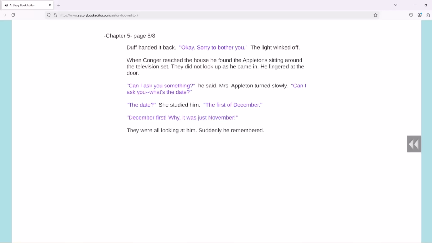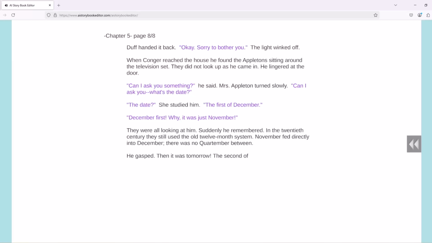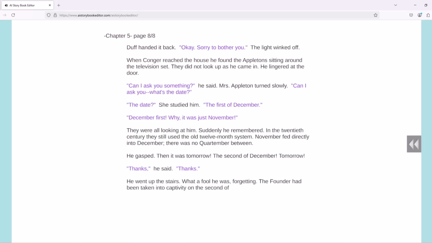Suddenly he remembered. In the 20th century, they still used the old 12-month system. November fed directly into December. There was no Quartember between. He gasped. Then it was tomorrow, the 2nd of December. "Tomorrow. Thanks," he said. "Thanks." He went up the stairs. What a fool he was, forgetting. The founder had been taken into captivity on the 2nd of December, according to the newspaper records. Tomorrow. Only 12 hours hence. The founder would appear to speak to the people, and then be dragged away.